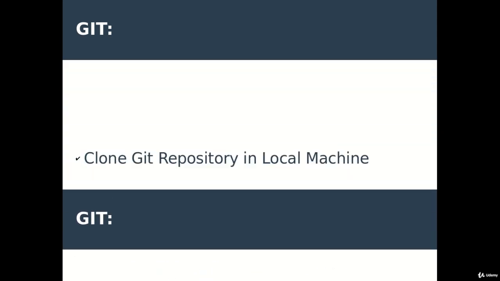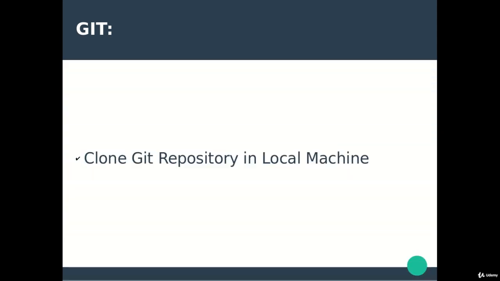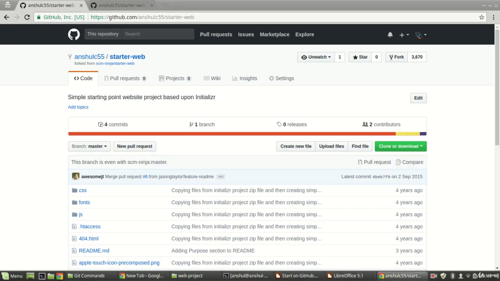Now we have seen how we can fork it. Now we will see how we can clone the project in our local machine, right? Till now we have seen how we can fork somebody else's project in our private Git space. Now we will see how we can get that particular repository from Git to my local.